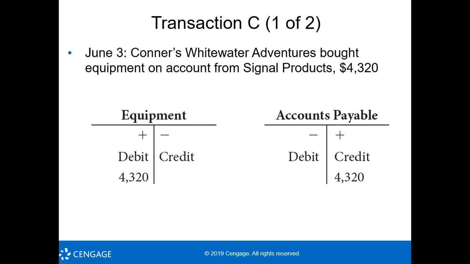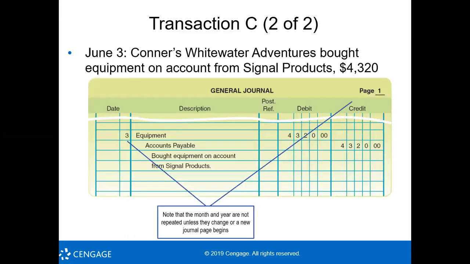Okay, so here's another example. Conner's Whitewater Adventures bought equipment on account from Signal Products, $4,320. Remember that on account means we did not pay cash. We created a debt that we'll have to pay back. So that's accounts payable, right? That's our liability account. So we've got equipment going up, equipment increases with the debit, and then we're crediting accounts payable. So that journal entry is a debit to equipment, credit to accounts payable.